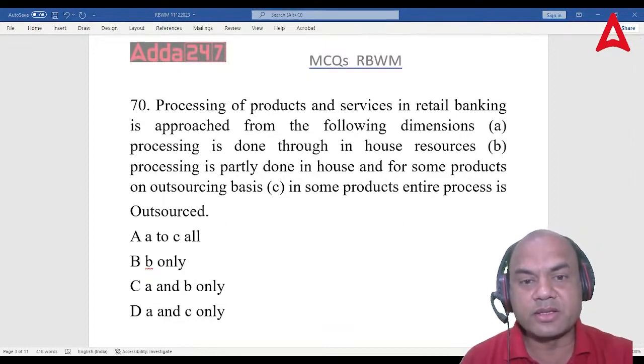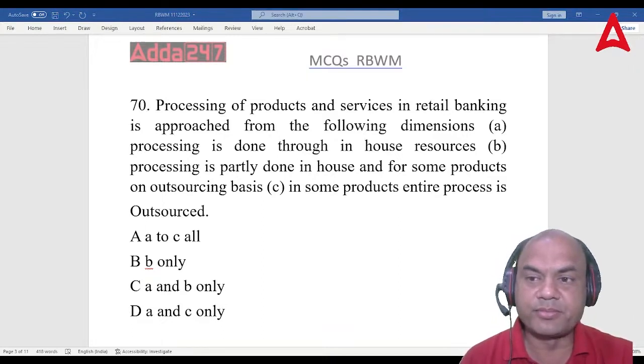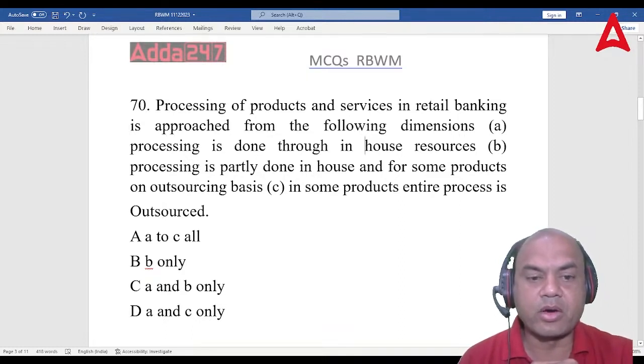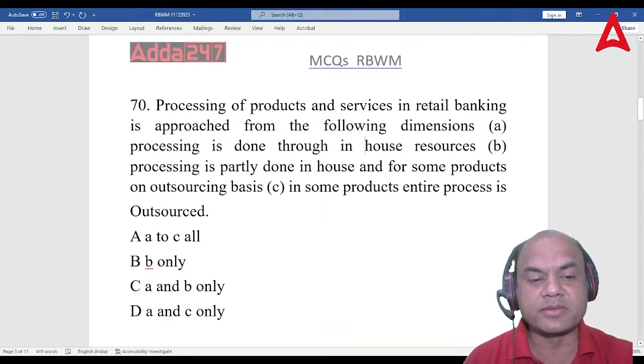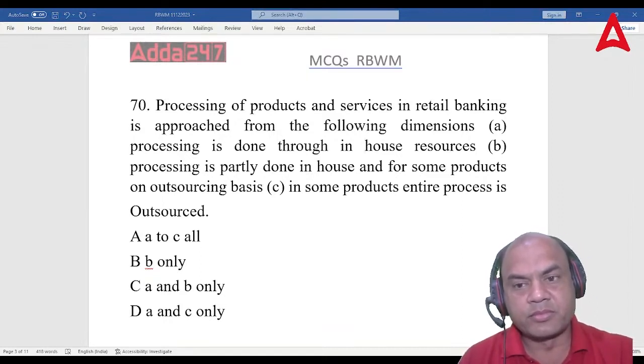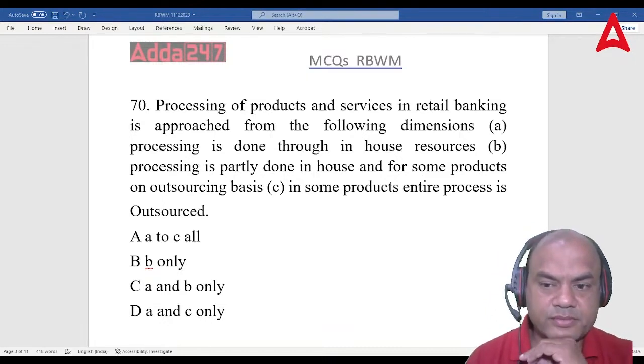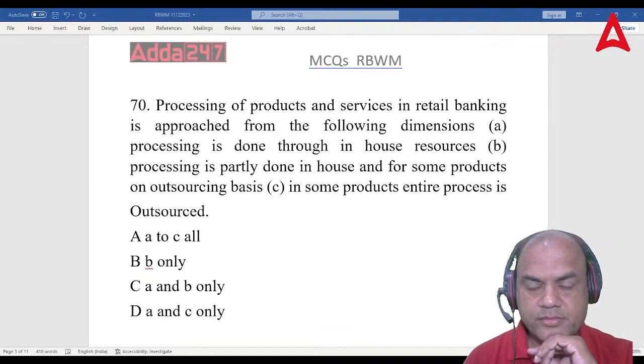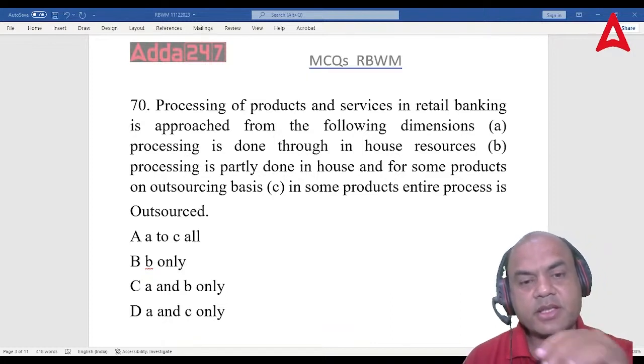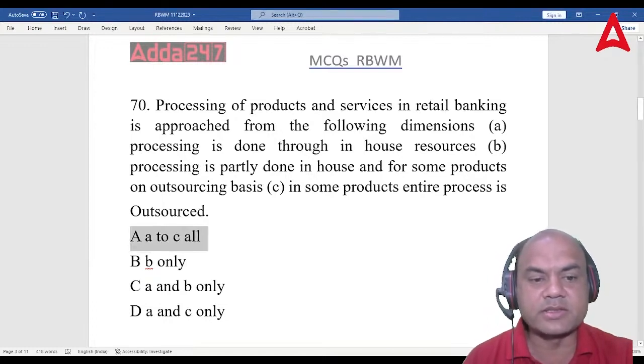So what should be the answer over here? Think over it. Everyone. Is it A to C all? Means some completely in-house, some outsourced, some in-house, and completely outsourced. Is it something like that? Or only B? Many of you are thinking B is the answer. What do you think? The answer is A to C all. This is the answer, right?